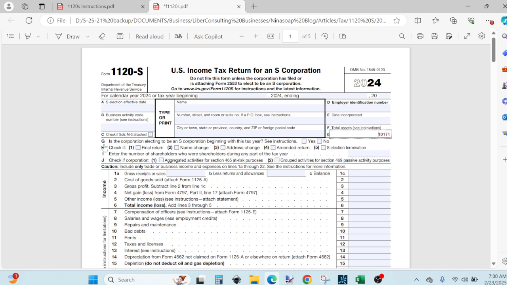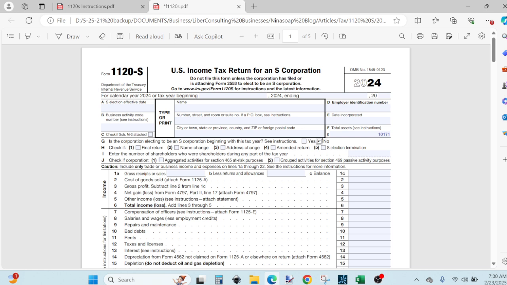So line G is: is the corporation electing to be an S corp beginning this tax year? So you answer that question to the best of your knowledge. In this example, I'm just going to put no. H, you check anyone that is appropriate. If not, you just leave it alone.